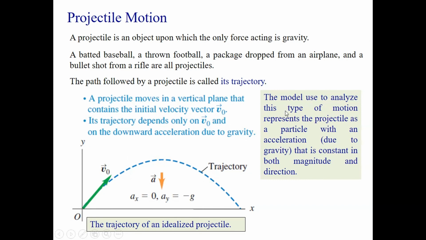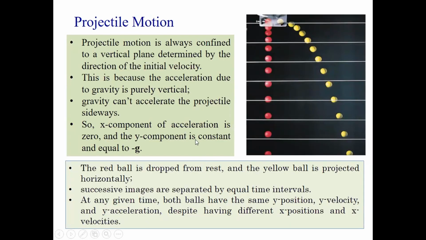This model is going to be used to analyze the motion represented by the projectile, which is a particle with an acceleration due to gravity, and this gravitational acceleration is constant both in magnitude and direction, which is downward, opposite to the increasing y. Here we show a direct free fall or drop of a ball, which is the red mark, and a projectile thrown at a certain angle. Now it is falling, and it is forming a curve.